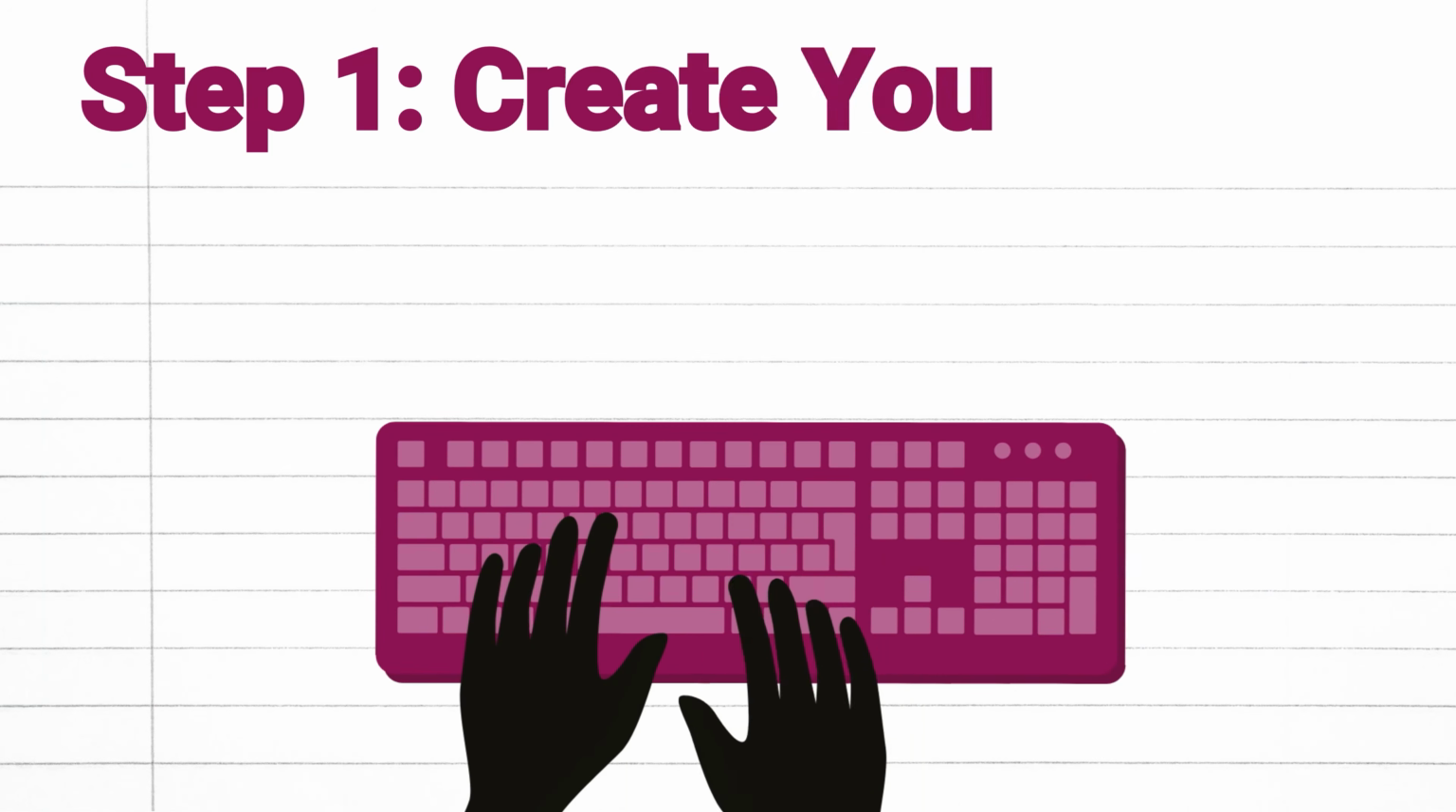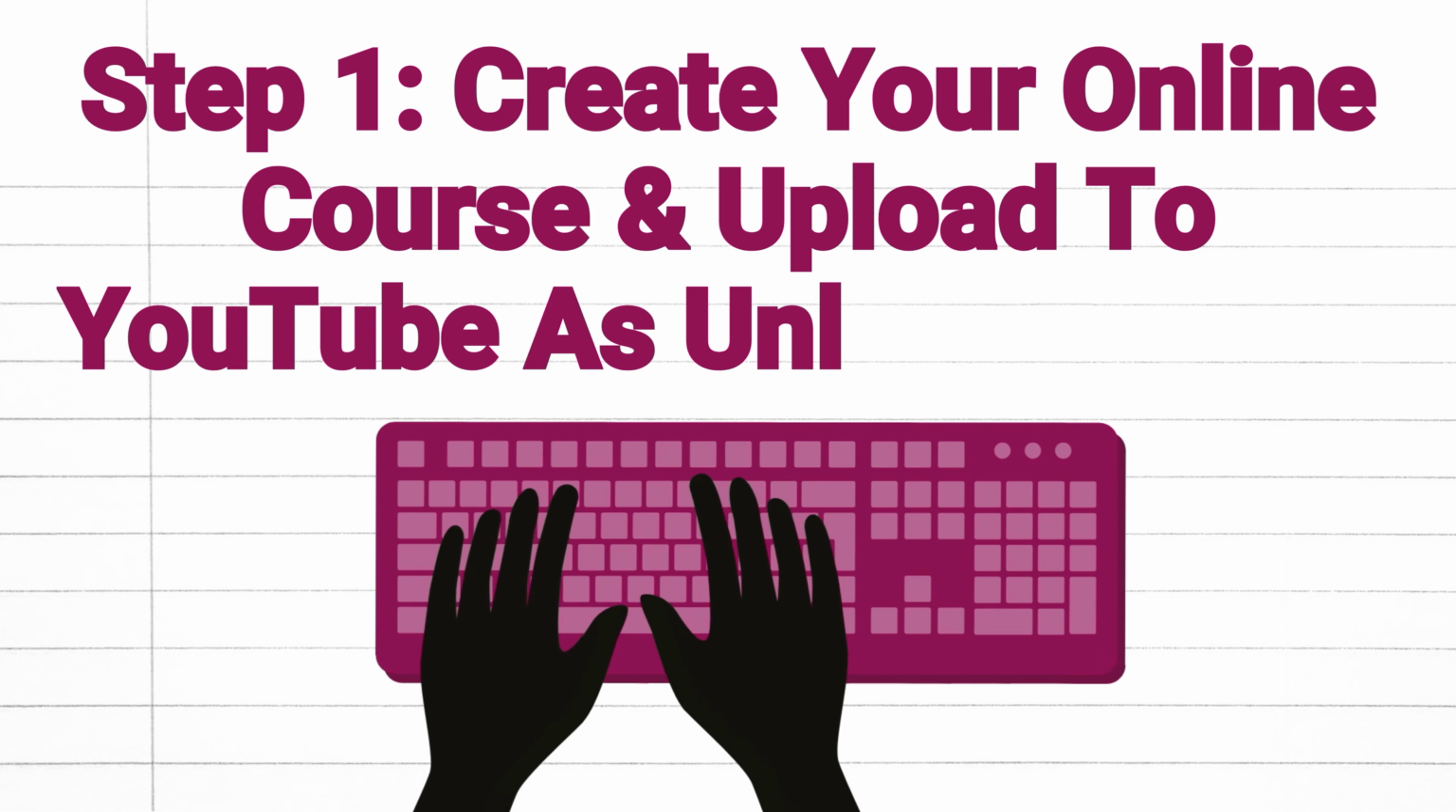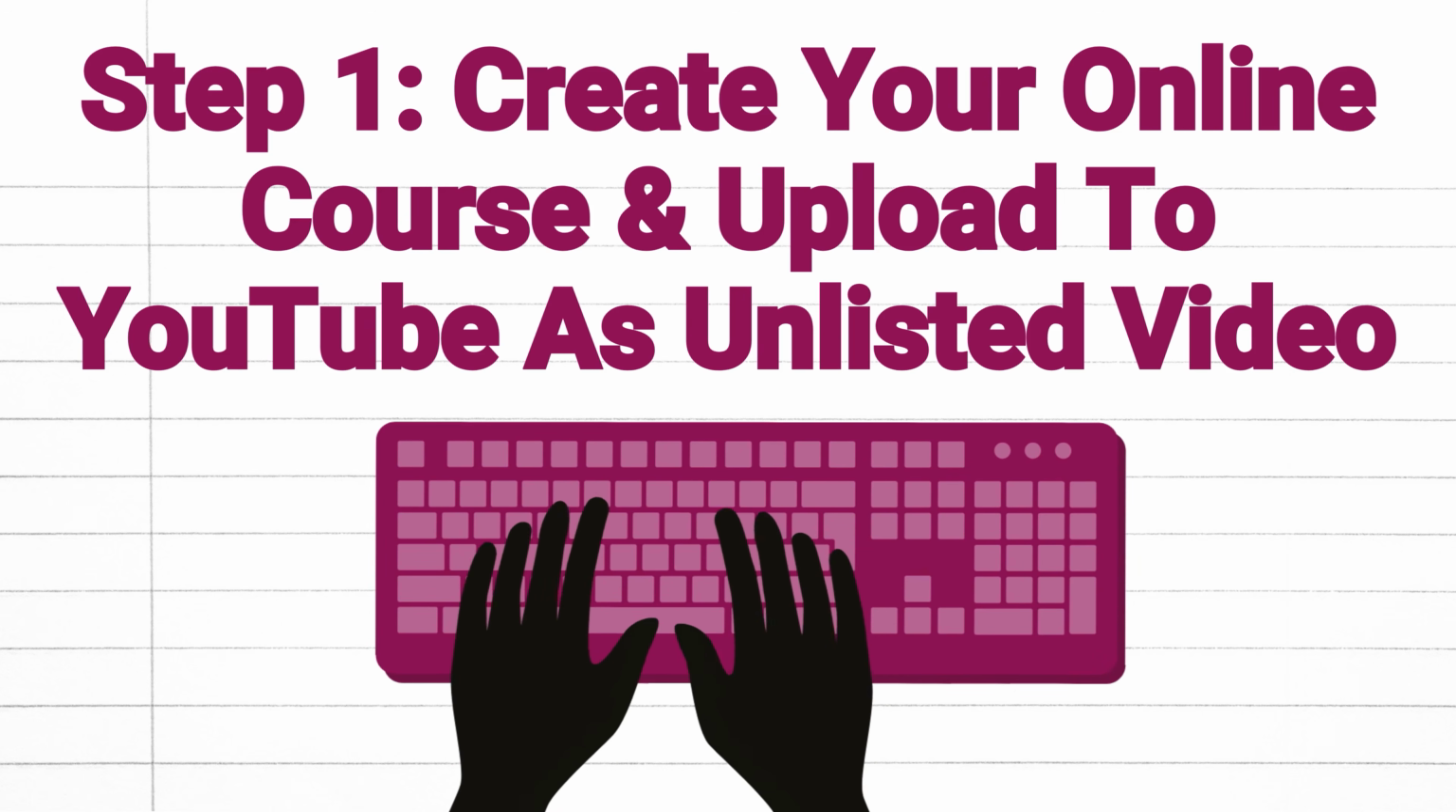So step number one is to create your online course and upload it to YouTube as an unlisted video. Why are we uploading it to YouTube? Because YouTube has this amazing feature called unlisted, which means you can upload your video to the platform and have it as an unlisted video so nobody else can find it, but you get an embed code which you can place anywhere you want to.